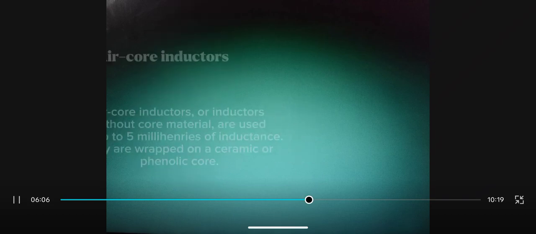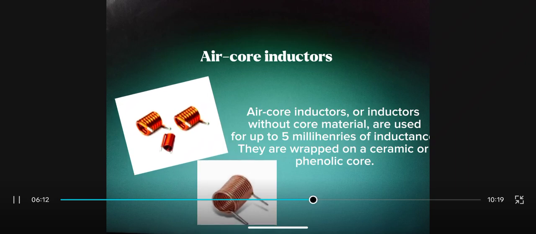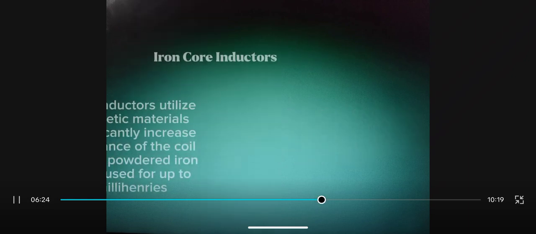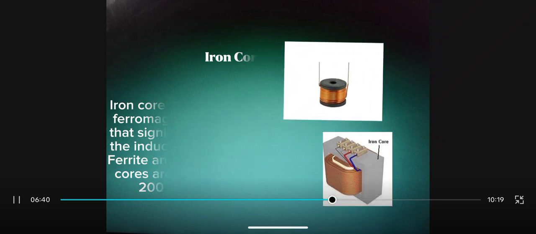And let's proceed to the next one, namely air core inductors. Air core inductors, or inductors without core material, as you can see in between, are used for up to 5 millihenries on a ceramic or phenolic form. Next one is iron core inductors. Iron core inductors utilize ferromagnetic materials that significantly increase the inductance of the coil. Ferrite and powdered iron cores are used for up to 200 millihenries.